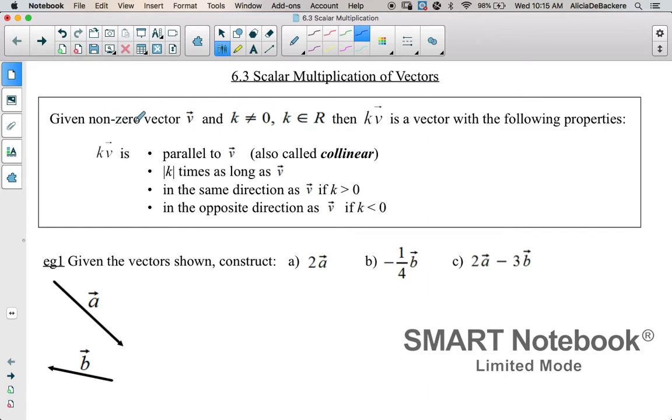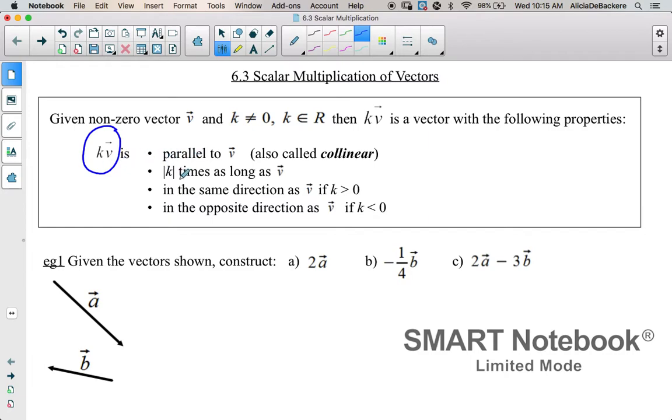So I'm given a non-zero vector v, so that just means it has some magnitude, not zero, and some number k that does not equal zero. Notice that k is not a vector, it's just a scalar. There's no vector notation with it. So then I have k times the vector v. It's going to be a vector with the following properties. We're talking about kv here, it's going to be parallel to vector v. Another way for me to say that is that kv and v are collinear vectors.